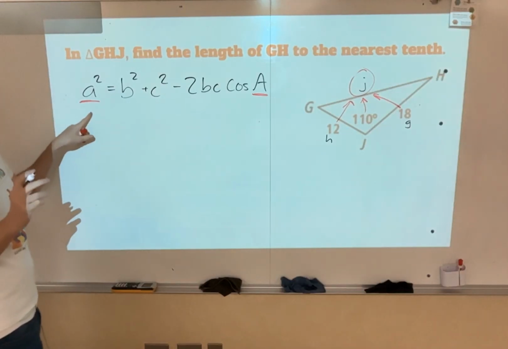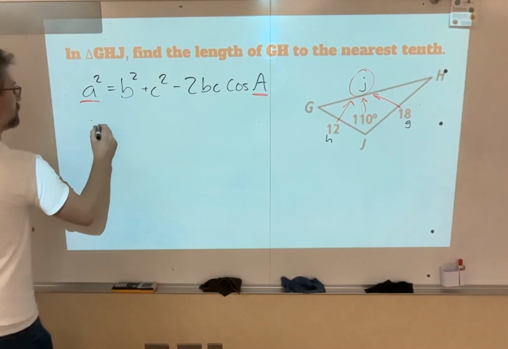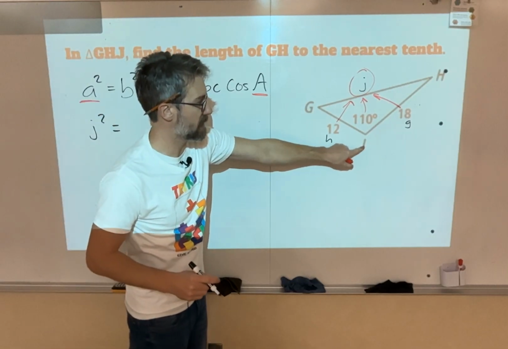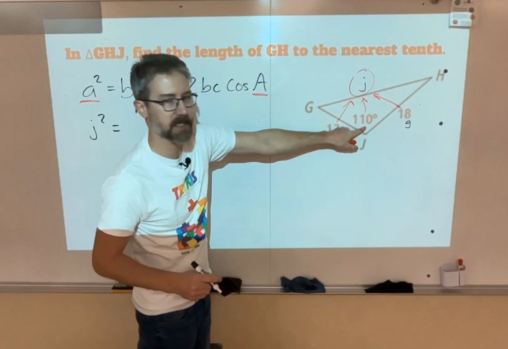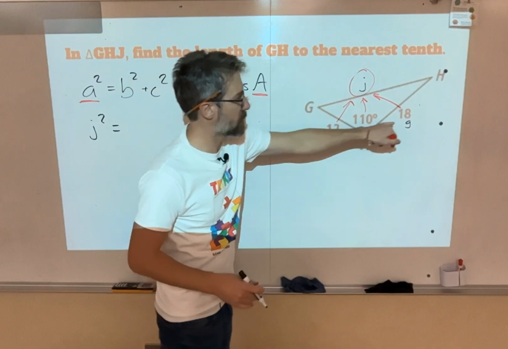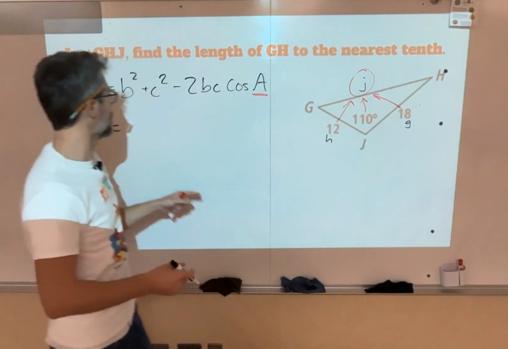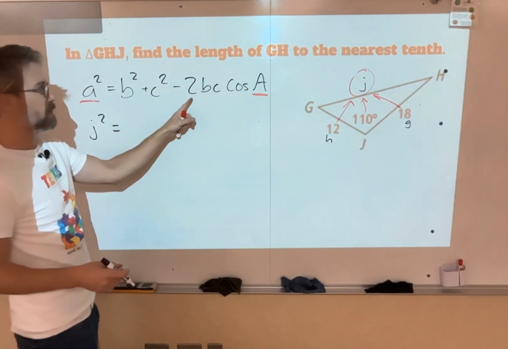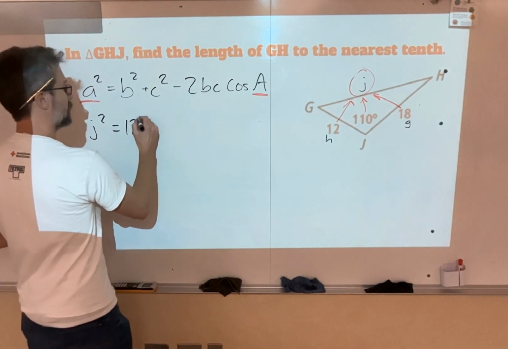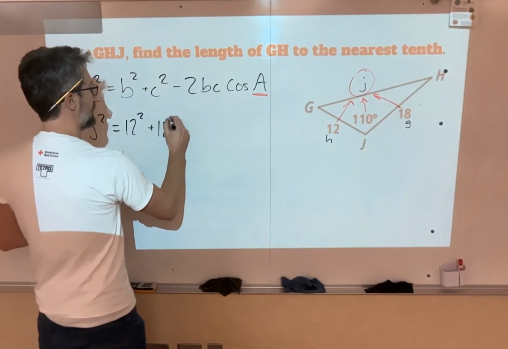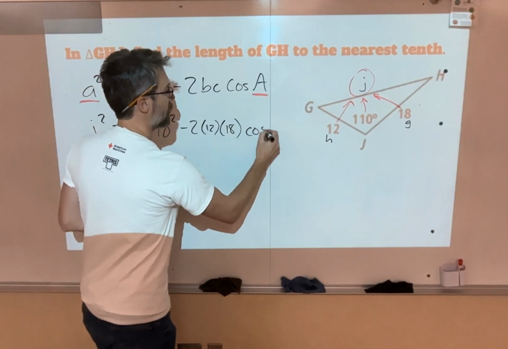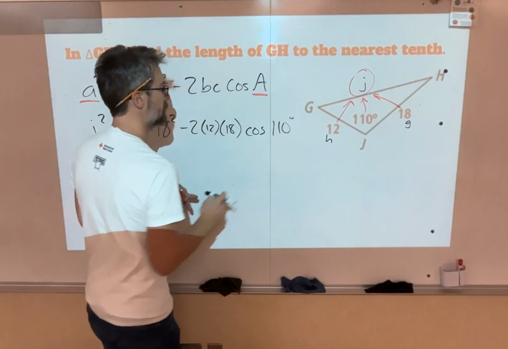Now, I'm finding J squared. That means that it's actually cosine of angle J. So even though it's not an A like here, I'm using this in place of that, right? So it's cosine of 110 degrees. The B and C doesn't matter. It's just the other two sides, right? It's just like side squared plus side squared minus 2 times side times side times cosine of the angle. All right, moving on. 12 squared, 18 squared, 2 times 12 times 18, cosine of 110 degrees.